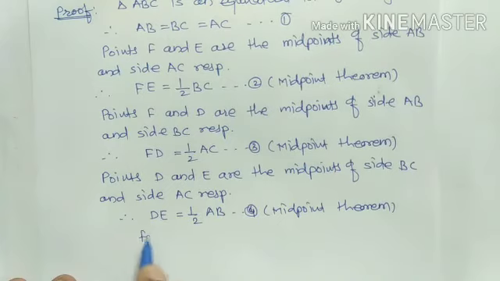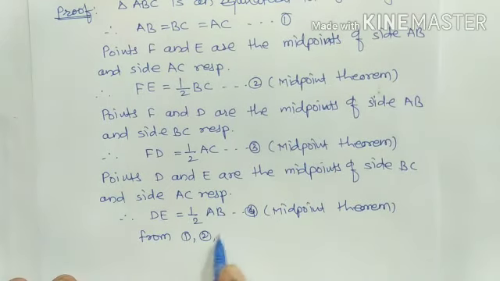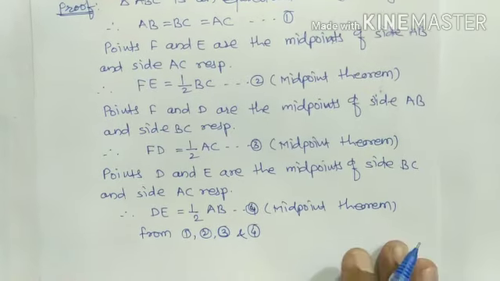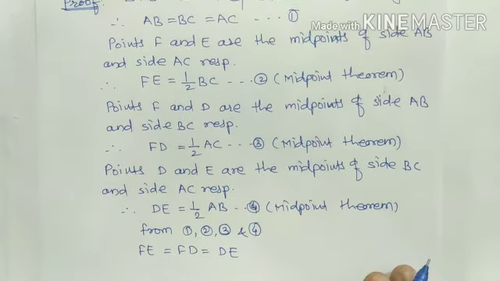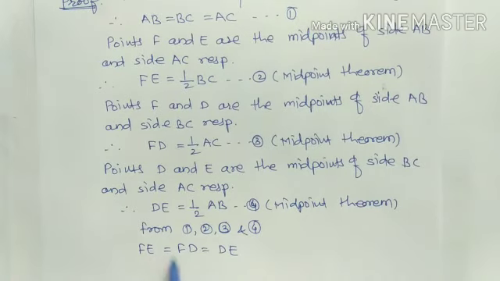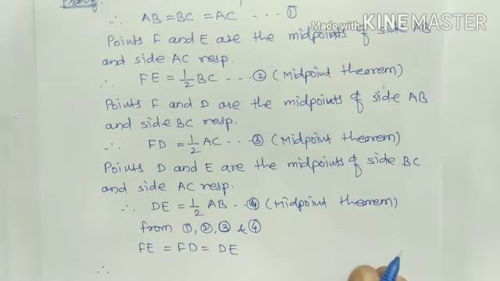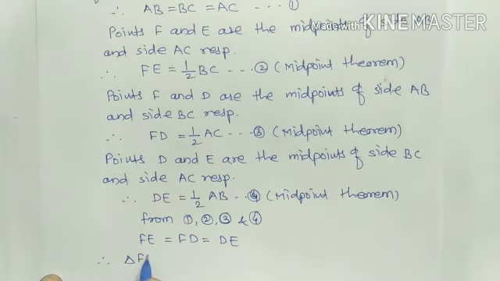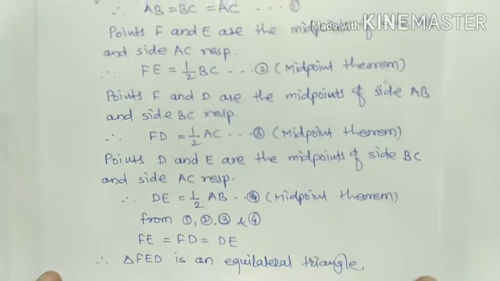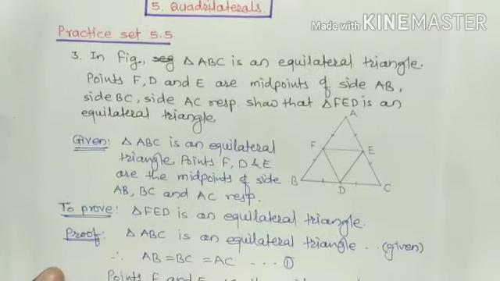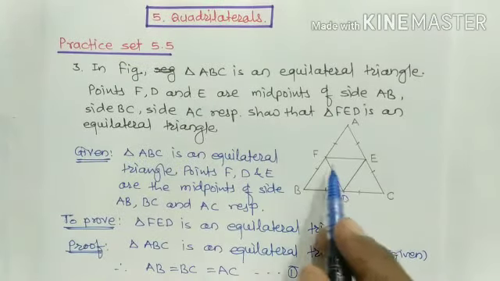So here we write: from first, second, third and fourth, this FE equals FD equals DE. Now in triangle FED, FE equals FD equals DE, and therefore triangle FED is an equilateral triangle. Here we prove this. This triangle FED is an equilateral triangle by using the midpoint theorem.